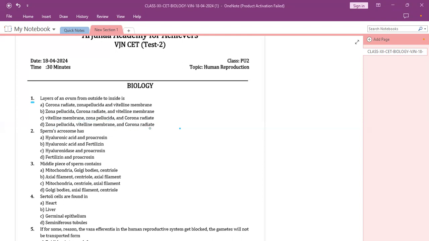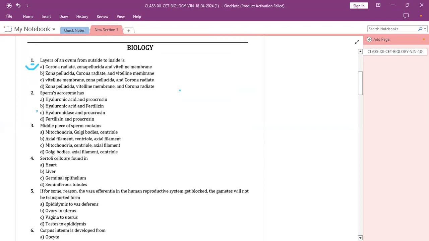So, if we observe, we know very well that the ovum contains the haploid number of chromosomes, and the layers of the ovum from outside to inside is option A with corona radiata, zona pellucida, and vitelline membrane. So, option A is the right one.